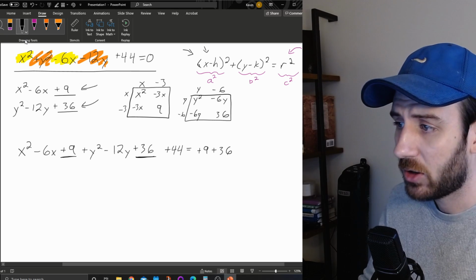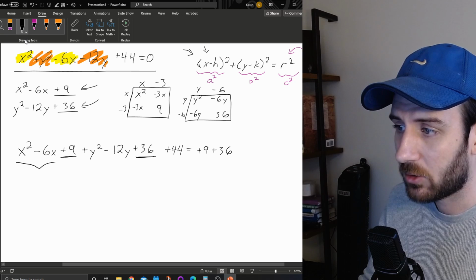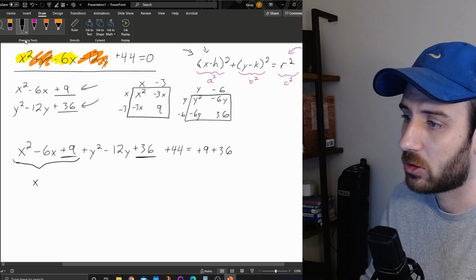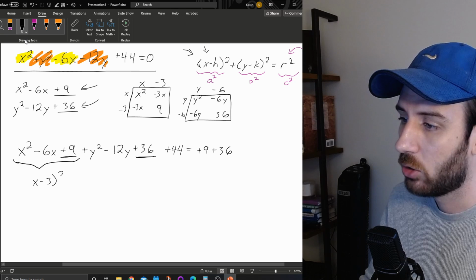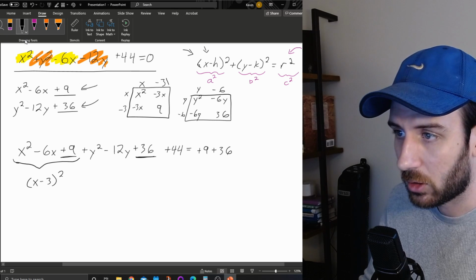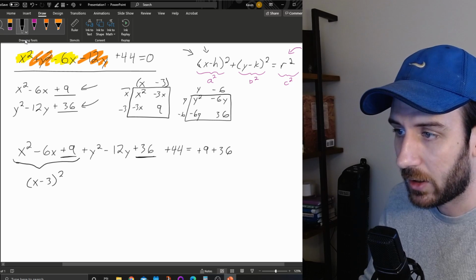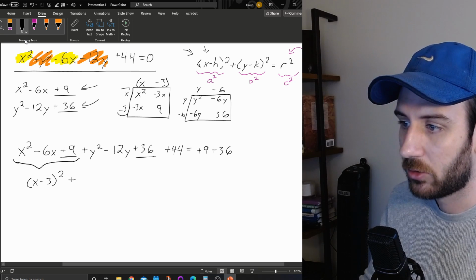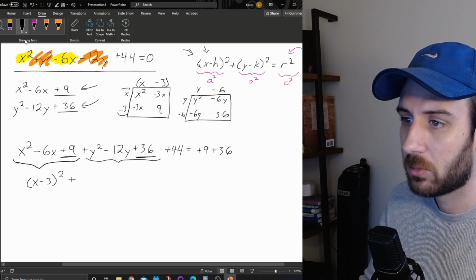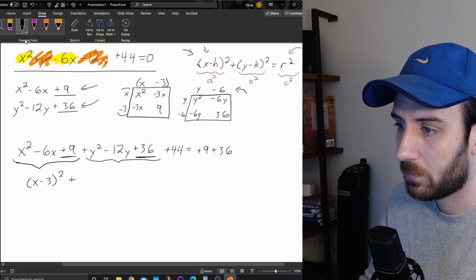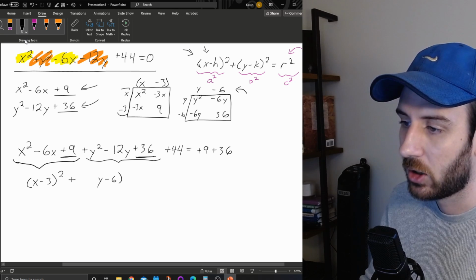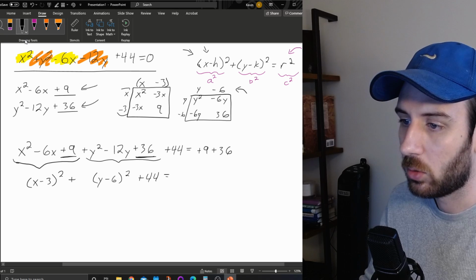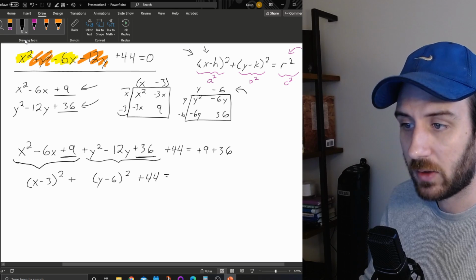I could simplify all this up and take advantage of all my work because, again, I've now given myself everything I need to write this as a perfect square. So this could be x minus 3 squared, because again, this was a square that I made from x and minus 3. So here we are, x minus 3 squared plus all of this. This is my y minus 6 squared. So I can put that in, y minus 6 squared plus 44 equals, it looks like 45?